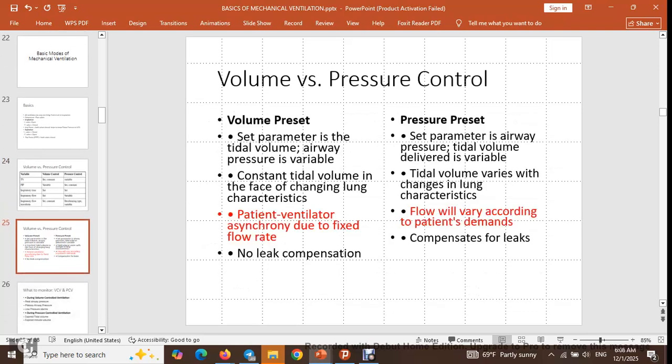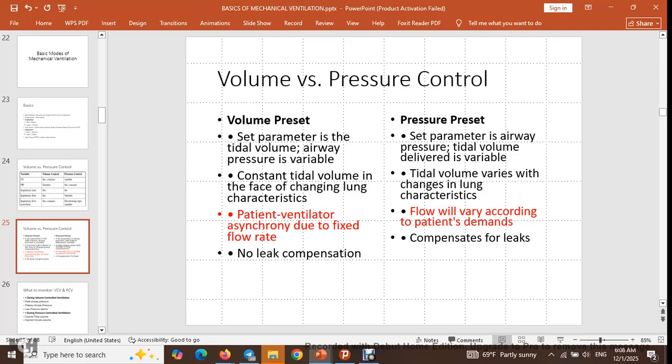The set parameter in volume control is, I mean, sorry, the tidal volume. There can be patient-ventilator asynchrony due to the fixed flow rate, but due to the decelerating type of flow rate in pressure control, it is comparable with the patient's physiologic condition. So pressure control ventilation has less asynchrony. In pressure control there is leak compensation; in volume control there is no leak compensation.